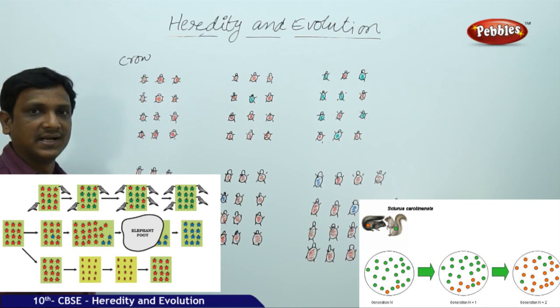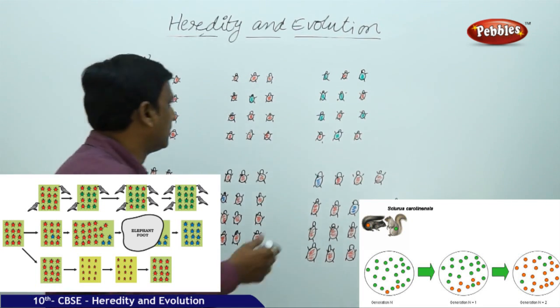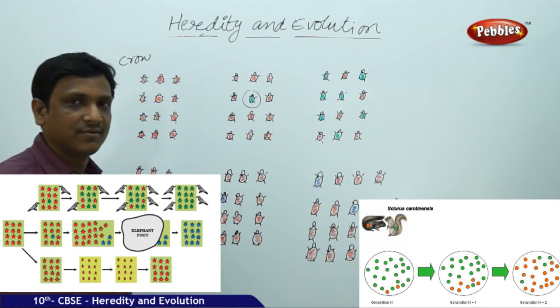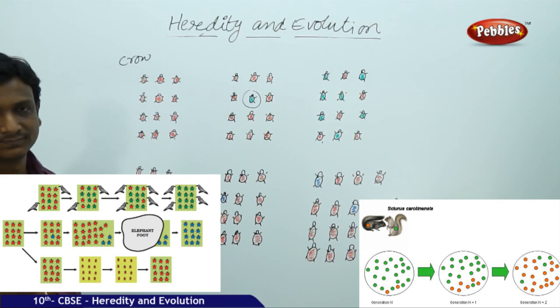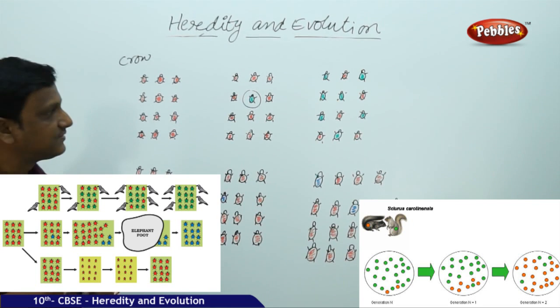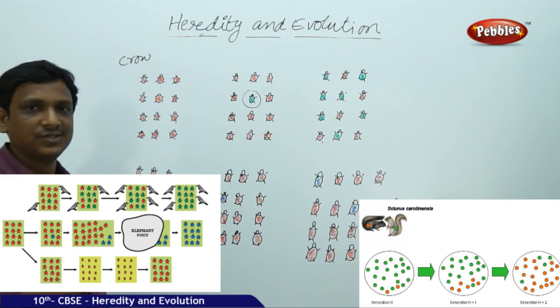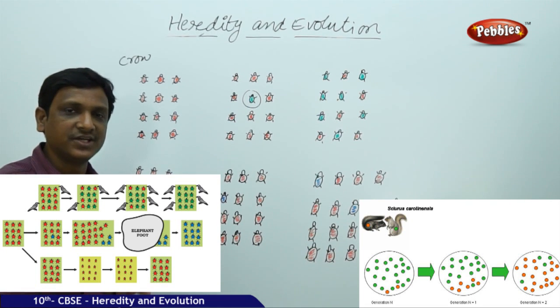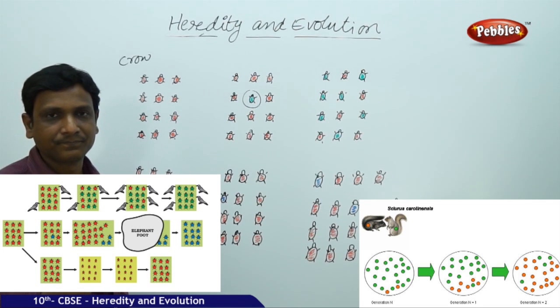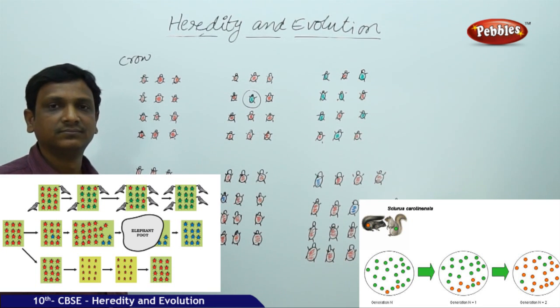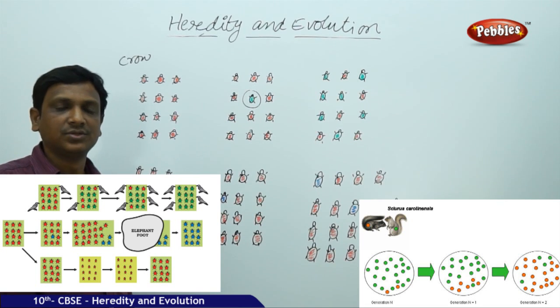Suddenly, in the red beetle population, one variation has occurred. One of the beetles has got green color. That is a variation, and this change has happened through the genes. So it can pass this variation to its progeny. The green color can be passed to the next generations. So this is the variation.